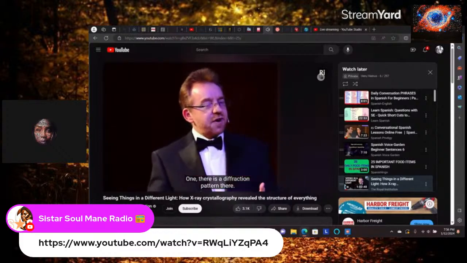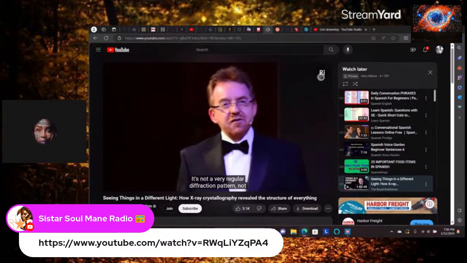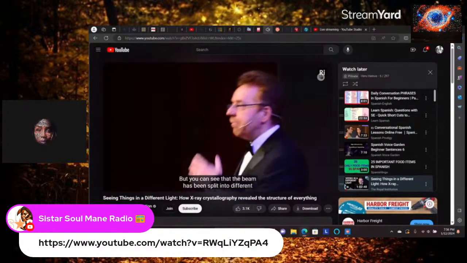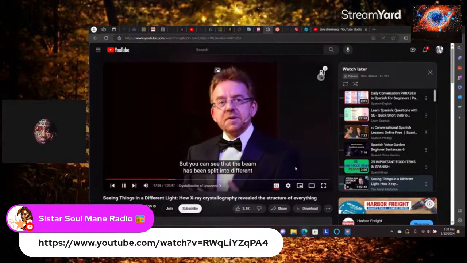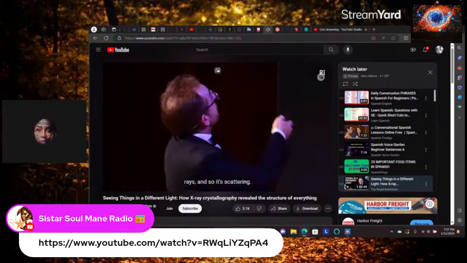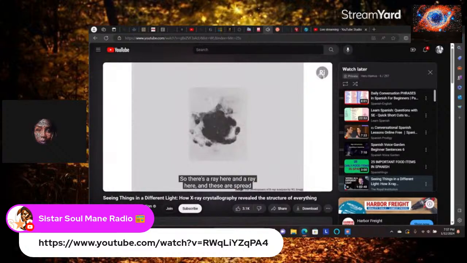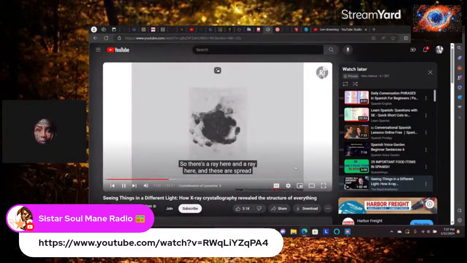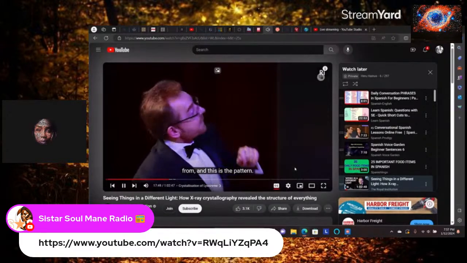One, there is a diffraction pattern there. It's not a very regular diffraction pattern, not immediately apparent, but you can see that the beam has been split into different rays, and so it's scattering. So there's a point, a ray here, and a ray here, and these are spread out from the middle. So the audience here is where the X-ray beam came from, and this is the pattern.